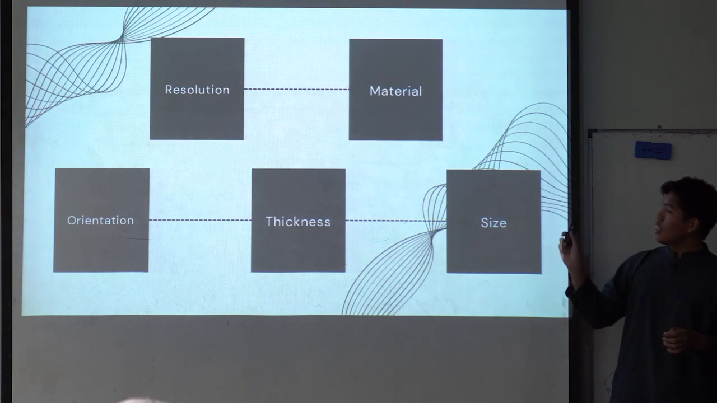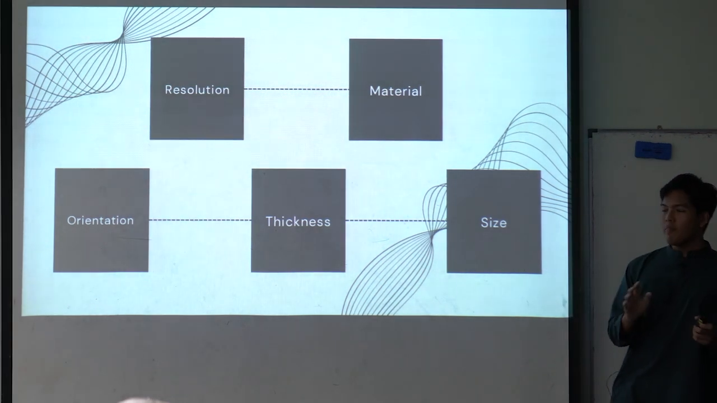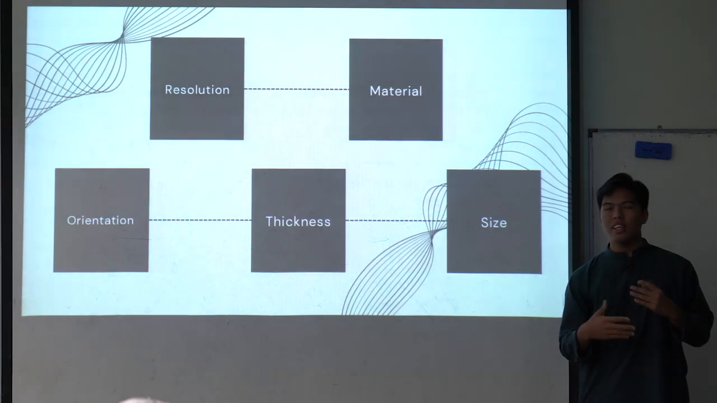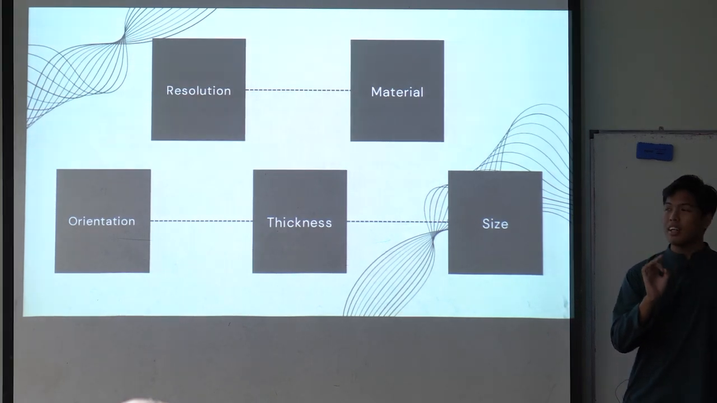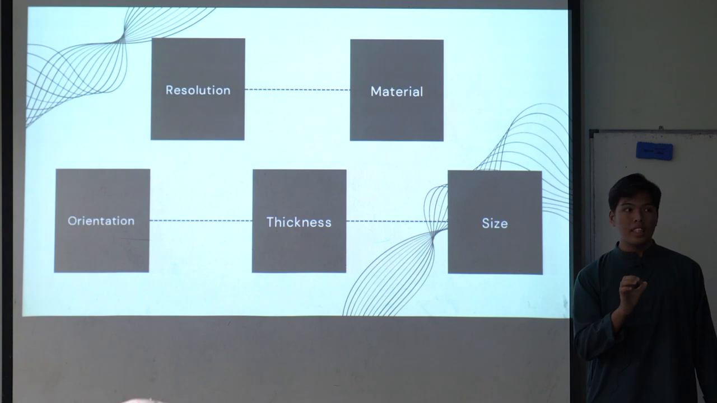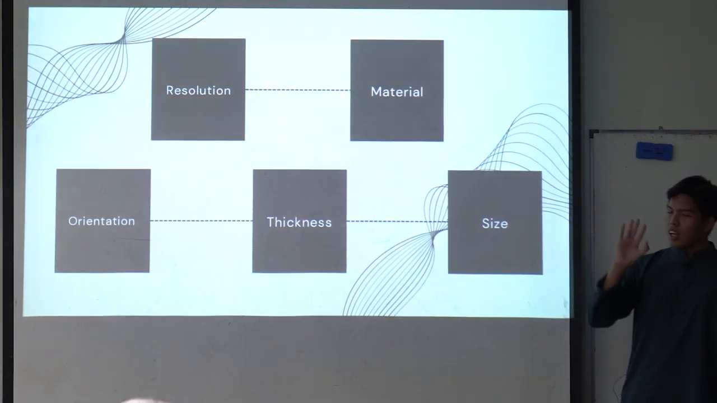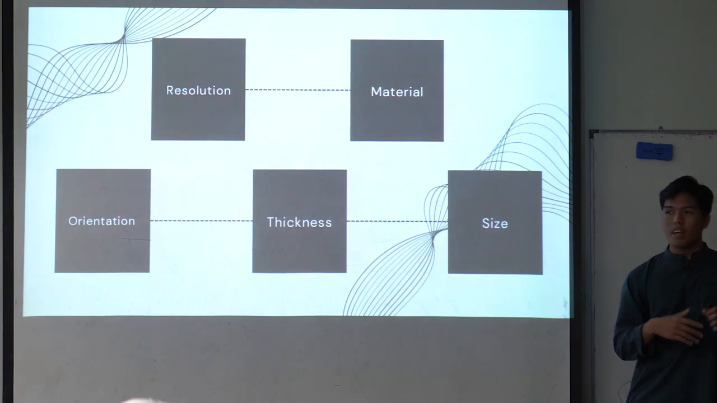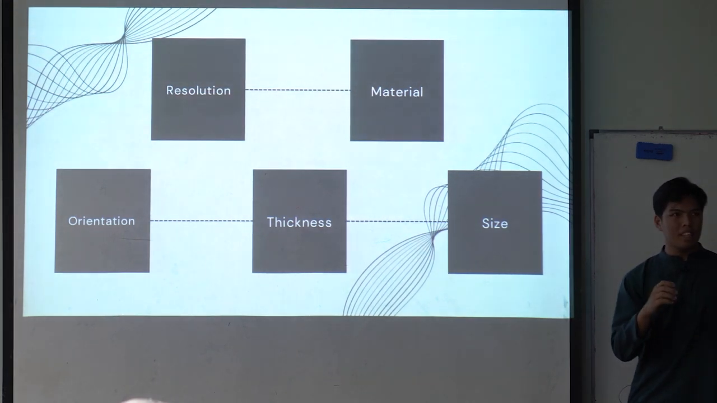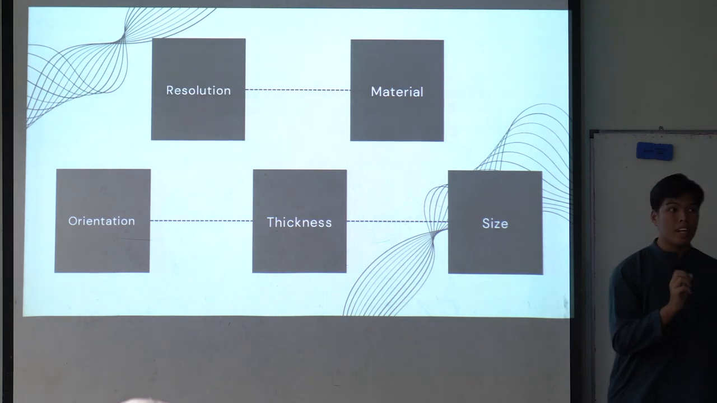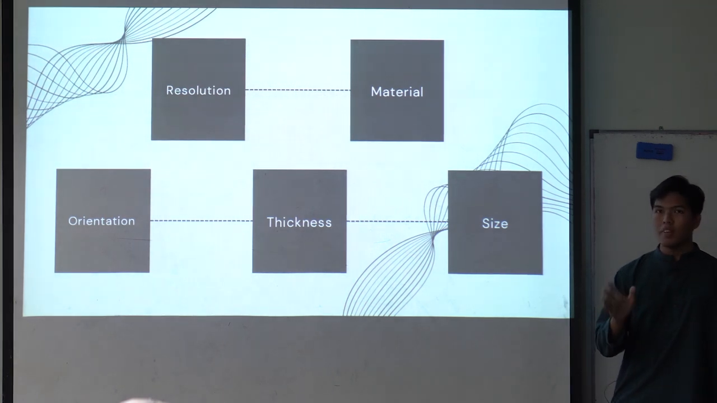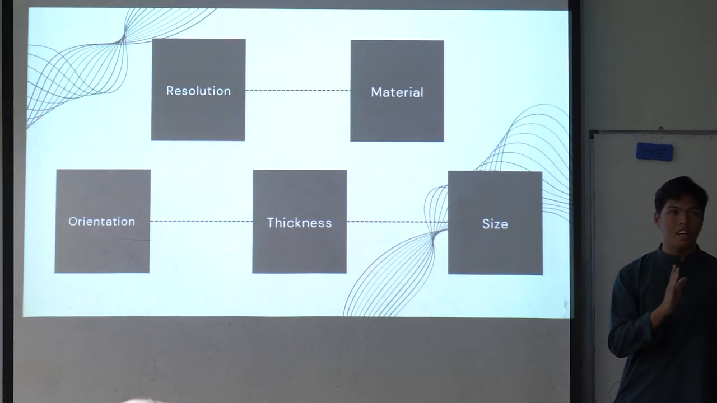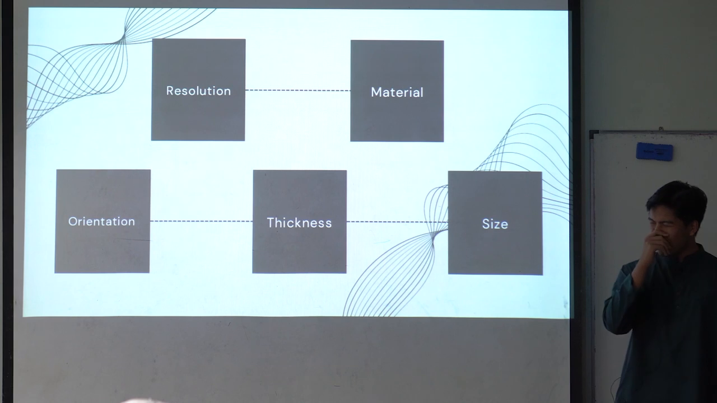So the second one is material. It depends on the characteristic of our product. If we want the ordinary one, we can use ABS. Or if you want a rubbery characteristic, you can use polycarbonate. And also, if you want the product to have thermal resistance, you can use ULTEM or polyetherimide.